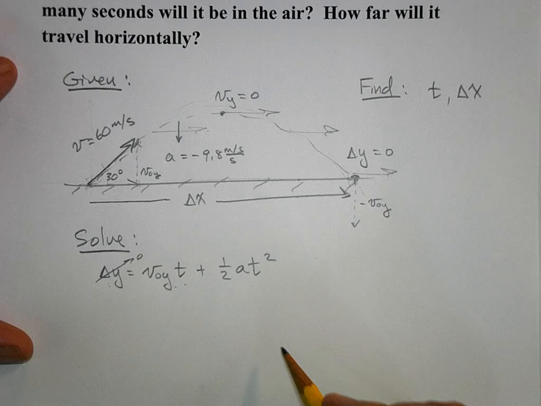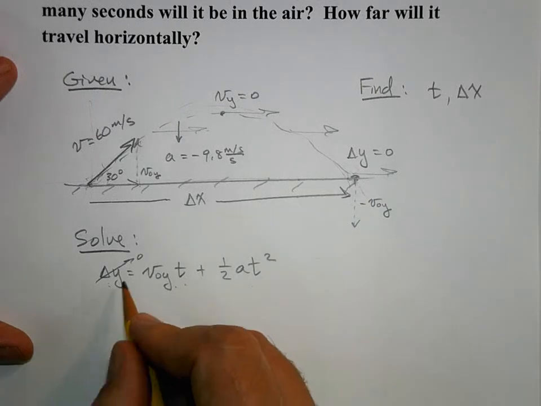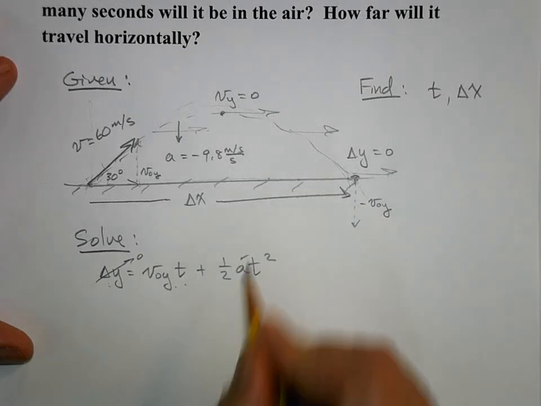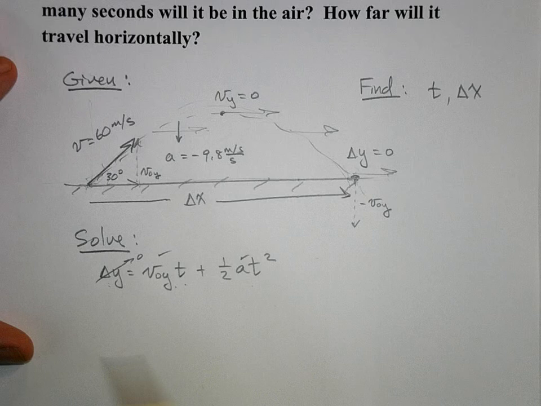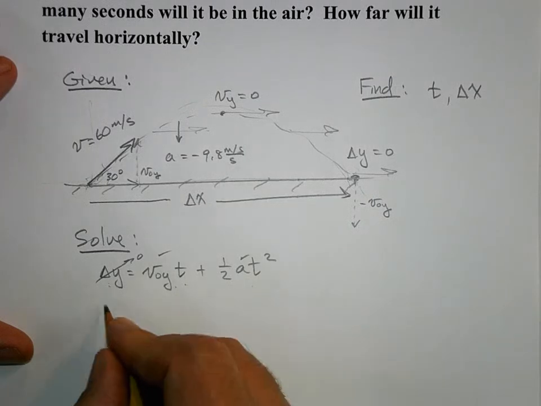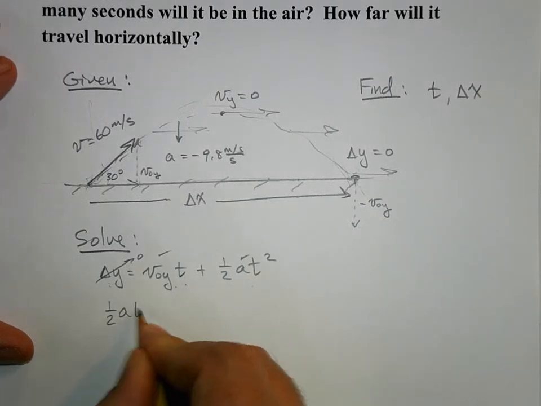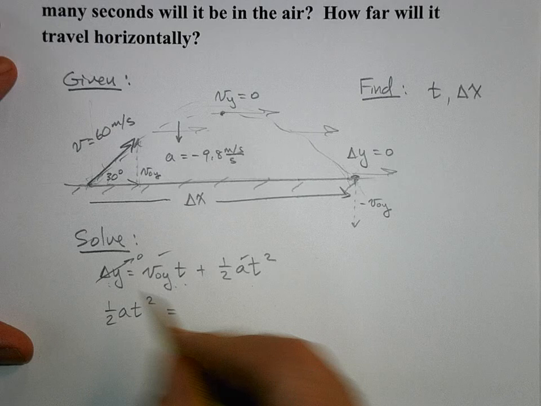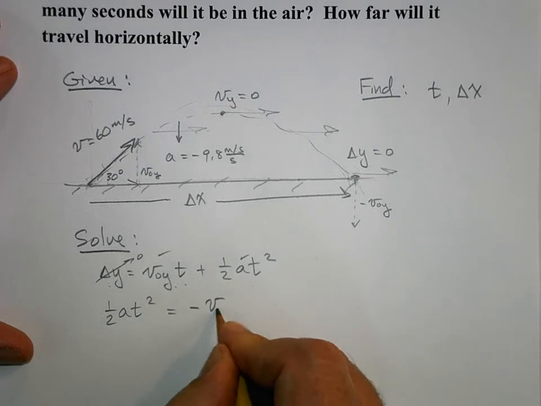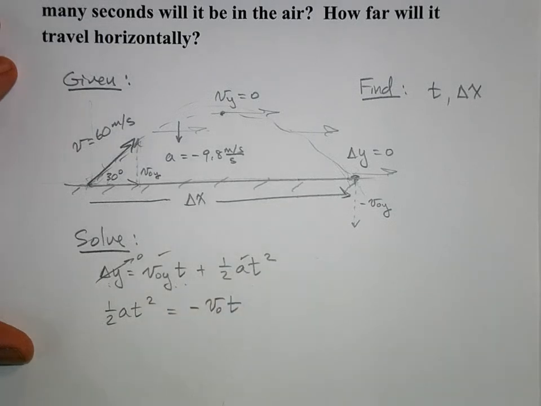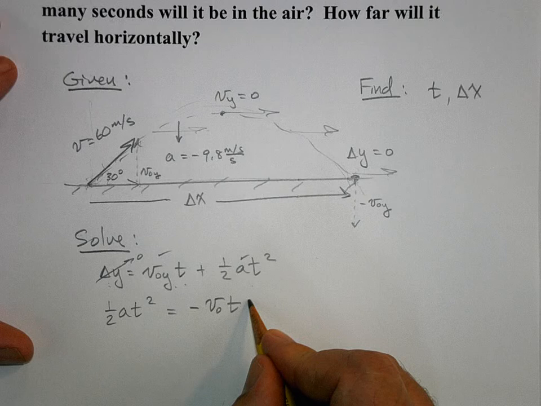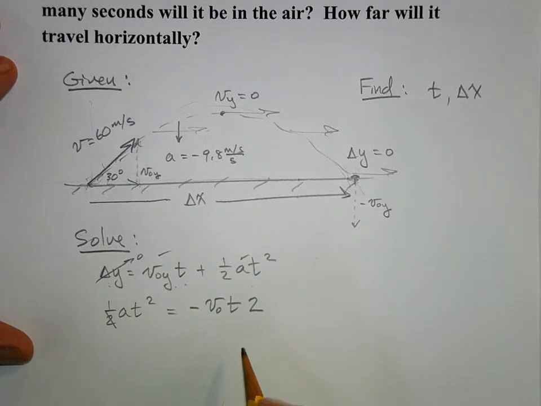But we can solve for time in just a second. So this is 0. We know what this is, so we can just solve for time. So I'm going to go one half a t squared is equal to, put this on the other side, negative v naught t. And then I'm going to multiply by 2. And I'm going to cancel out one of the times.